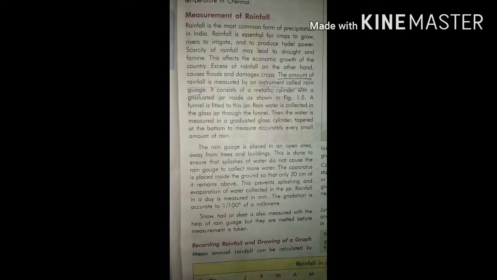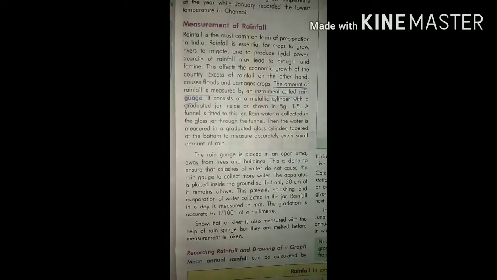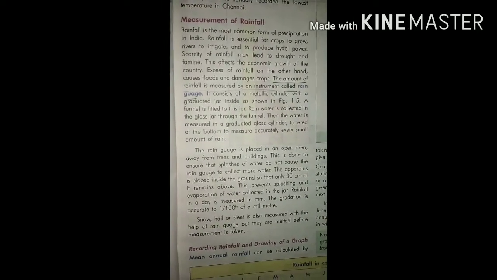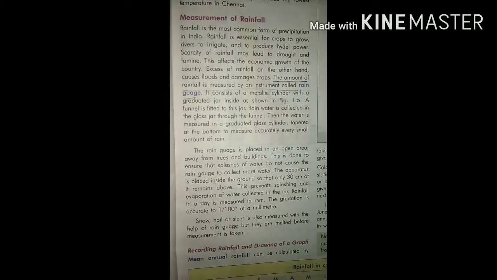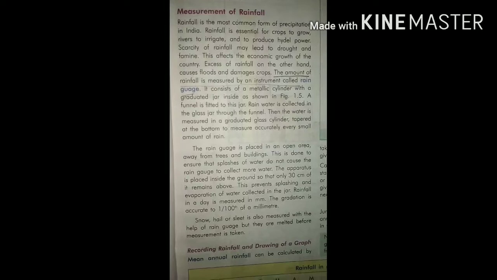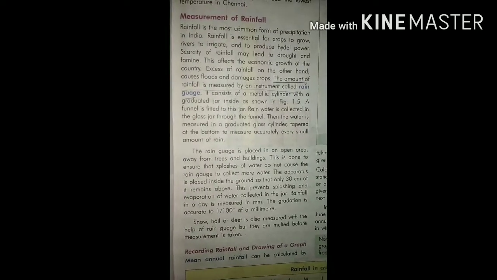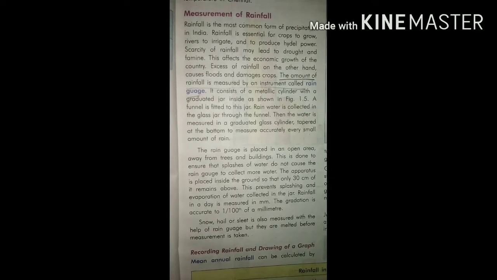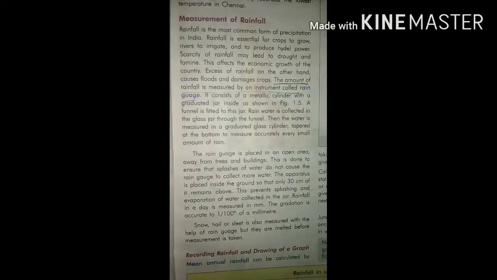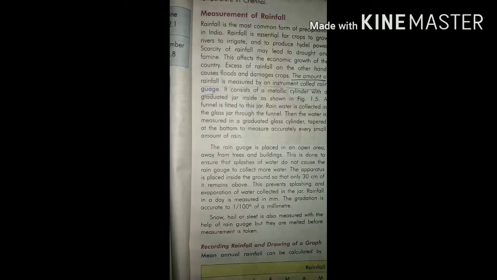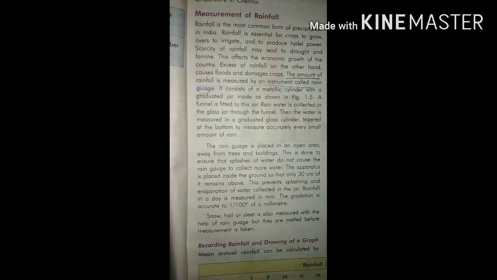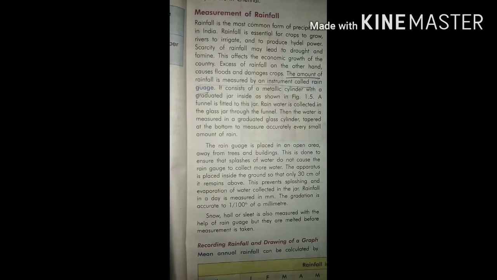Today's lesson is measurement of rainfall. As you know, rainfall is an important element of weather as well as climate, and it is also very important for our life. Rainfall is important for crops to grow, rivers to irrigate, and to produce hydel power. Scarcity means if we don't have rainfall, we have to face drought and famine. And if we have excess rainfall, we have to face floods, and floods damage the crops.